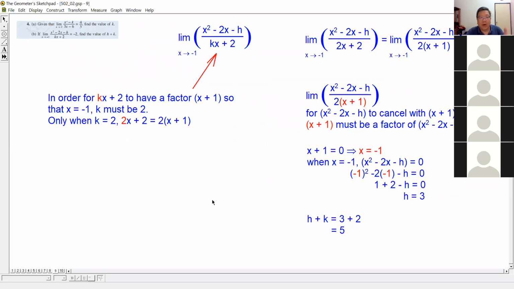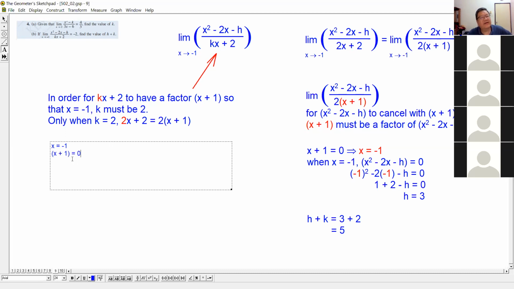The next problem is more complicated. Why? Because there are two unknowns here, h and k, and yet they say x approaches -1. So there must be a factor like this. If they say x approaches -1, that means x equals -1. If x equals -1, that means x bring over becomes x plus 1. X plus 1 must be a factor.